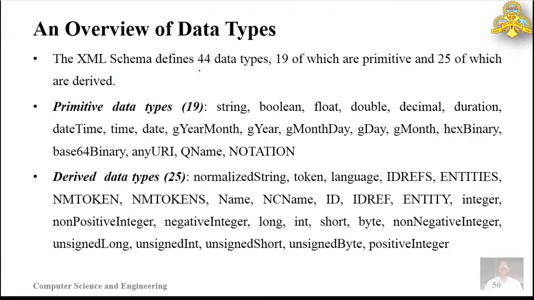XML schema defines 44 different data types. In that, primitive data types are 19 and the remaining are derived data types. Here is the list of primitive data types and derived data types. Just go through this.